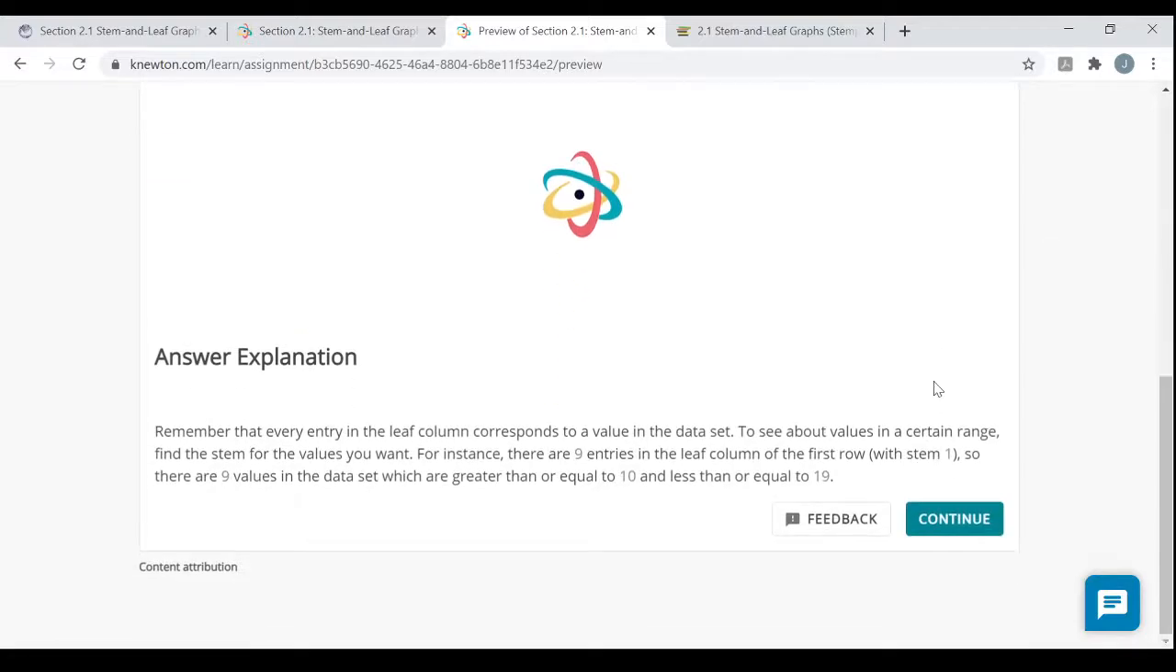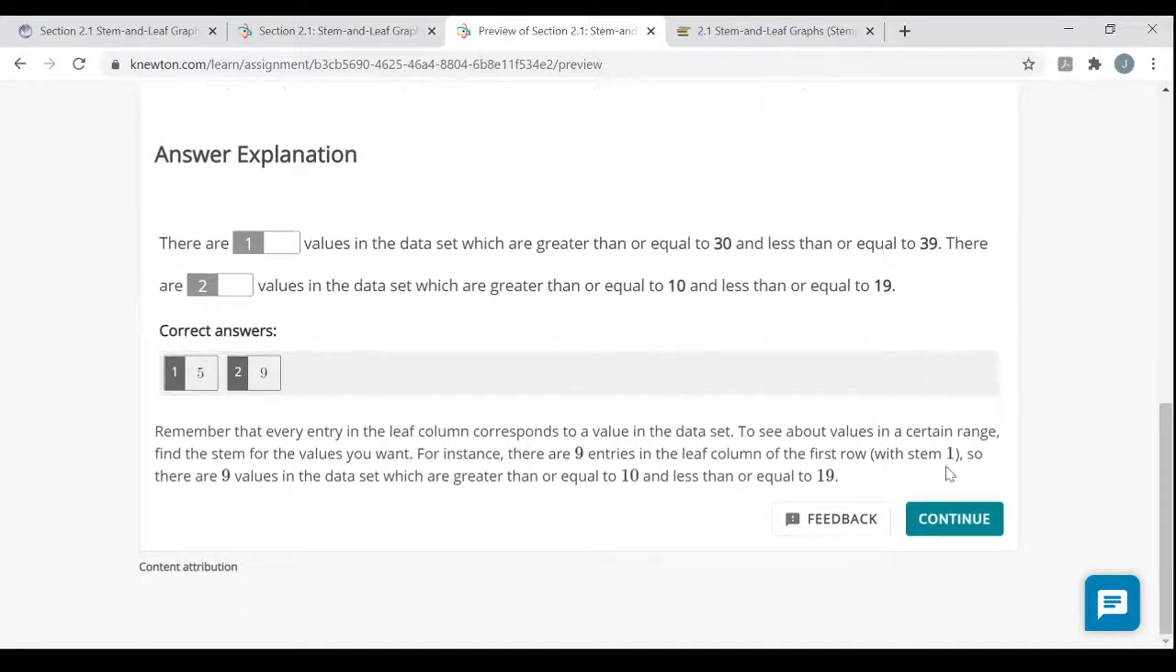Wonderful. All right, pretty easy to read. I hope that's pretty easy to get through, stuff like that when you're given a stem and leaf plot and asked for some information.